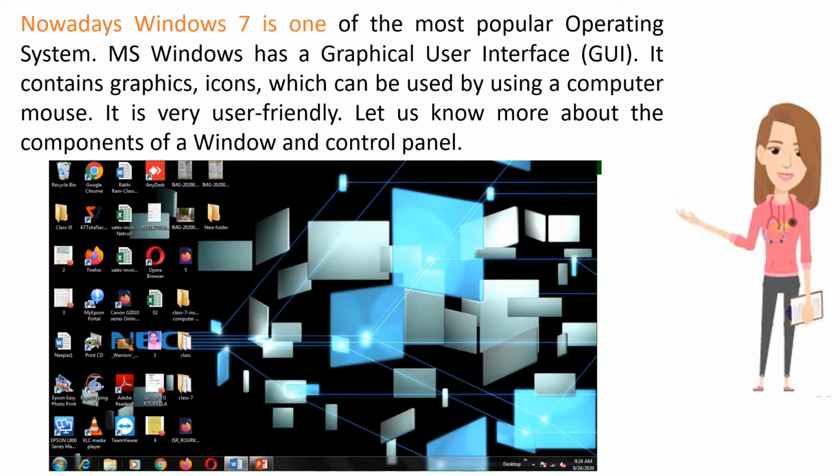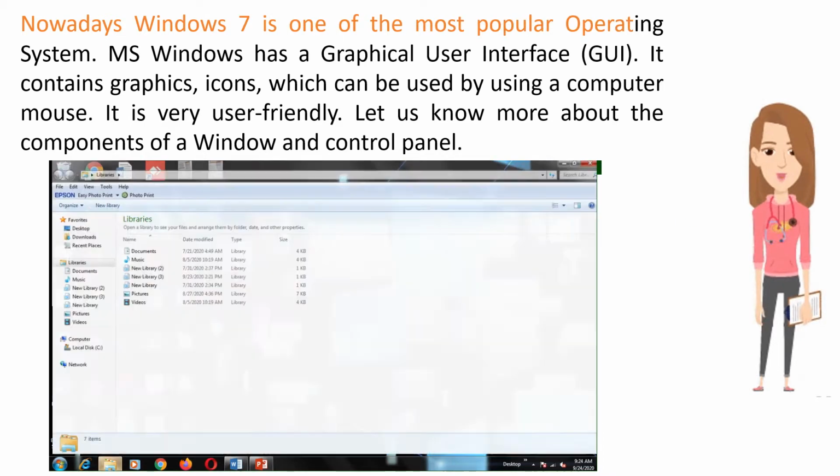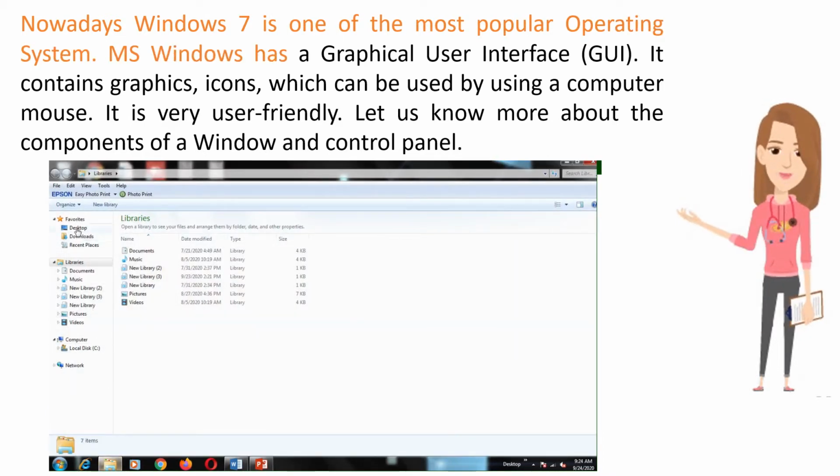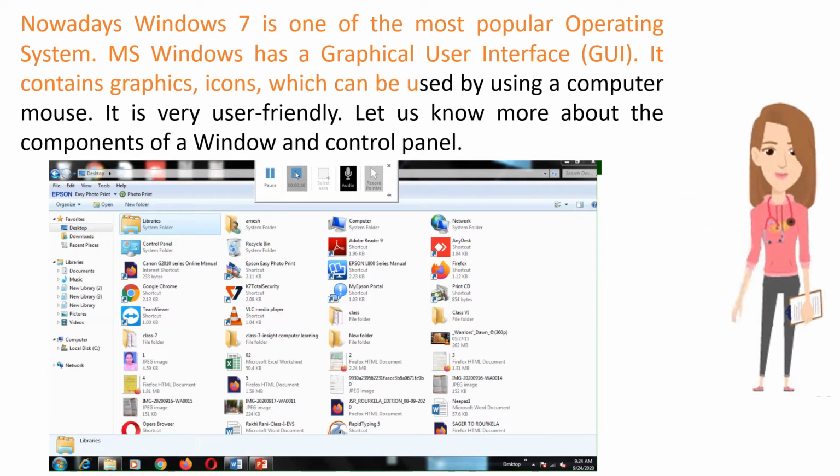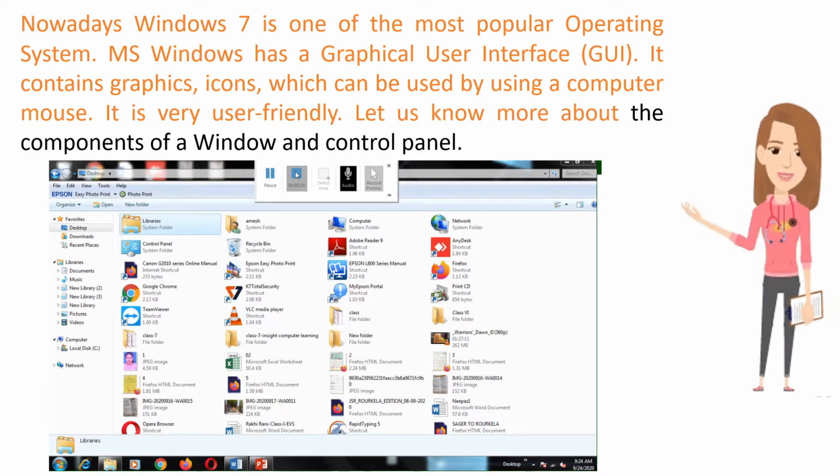Nowadays, Windows 7 is one of the most popular operating systems. MS Windows has a graphical user interface, GUI. It contains graphics icons which can be used by using a computer mouse. It is very user friendly. Let us know more about the components of a window and control panel.